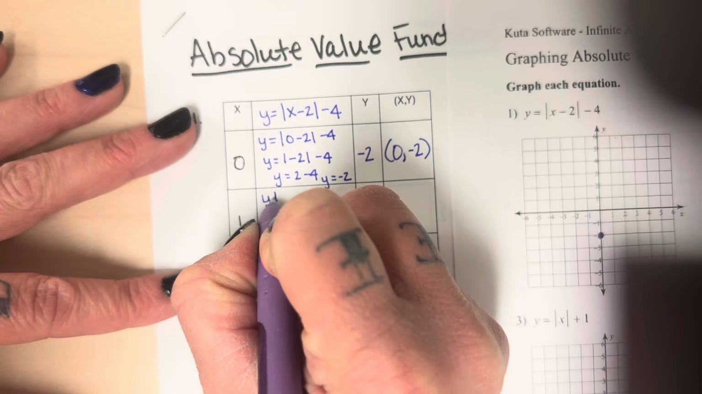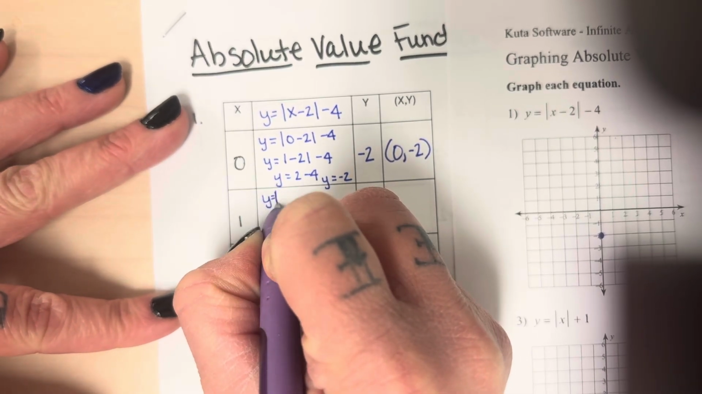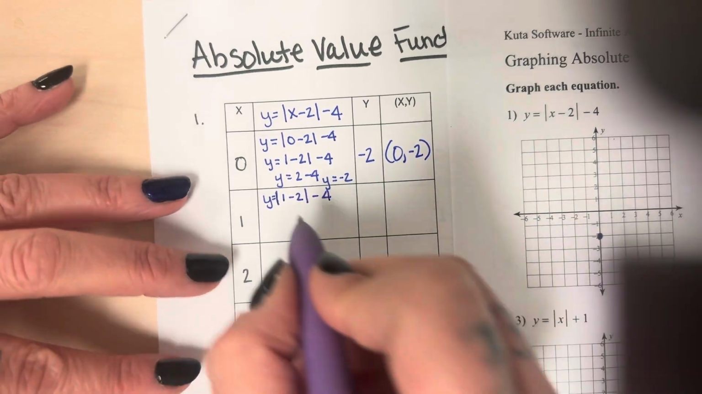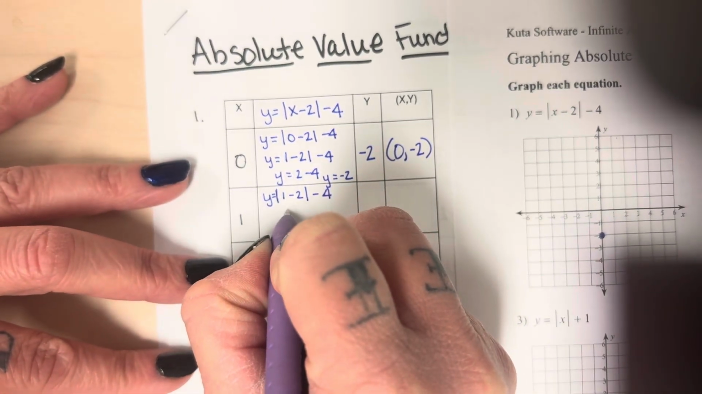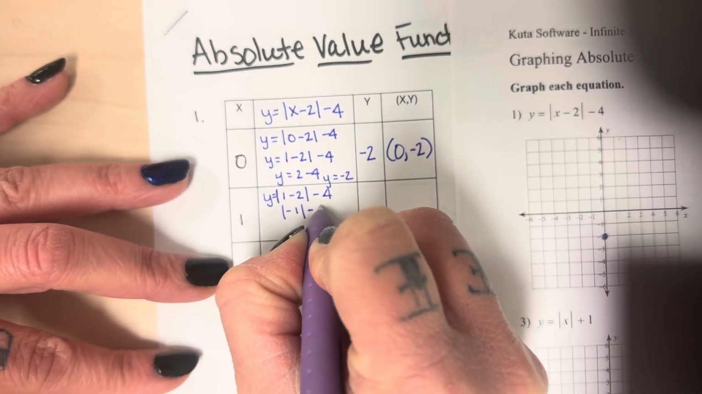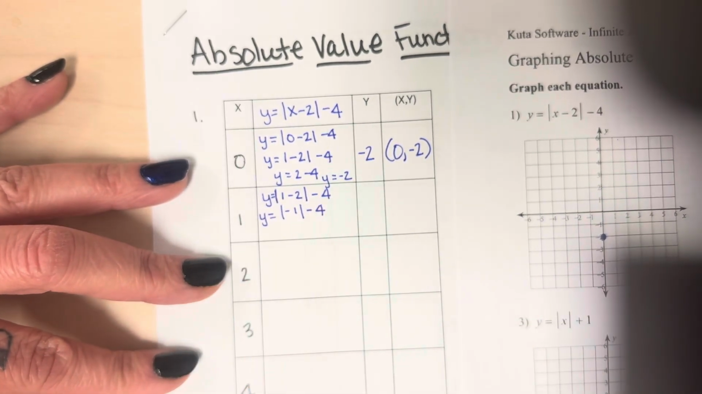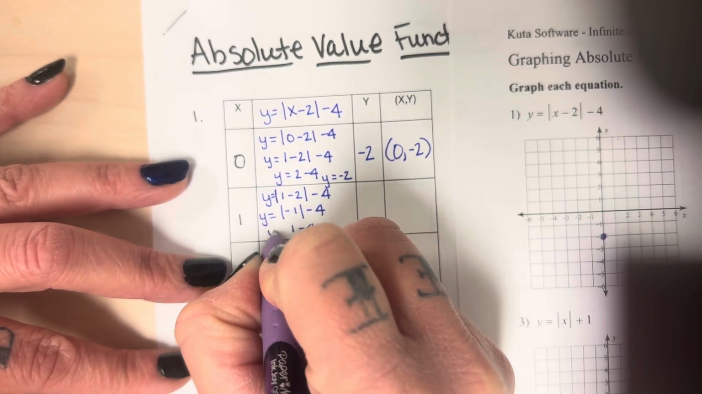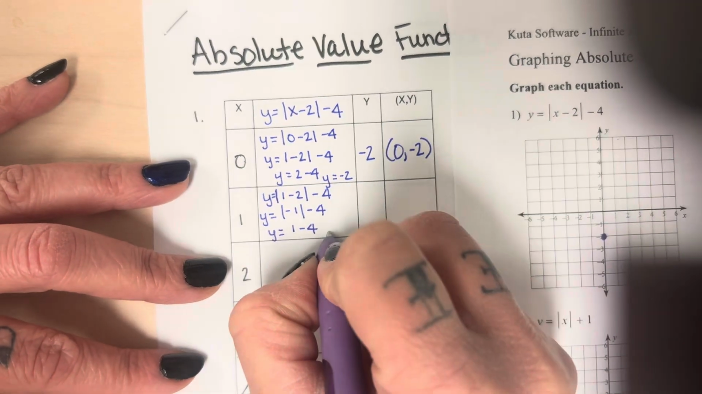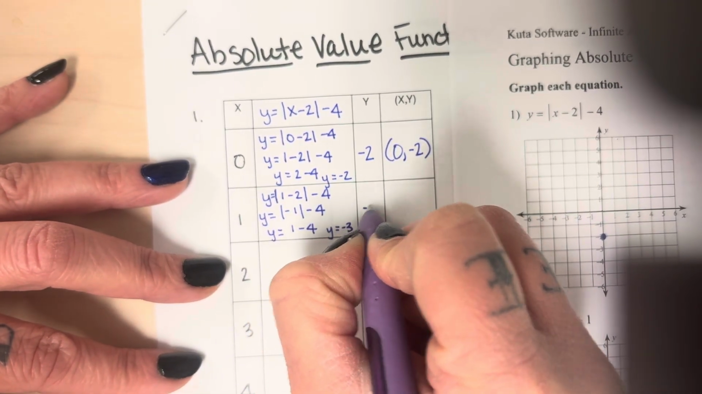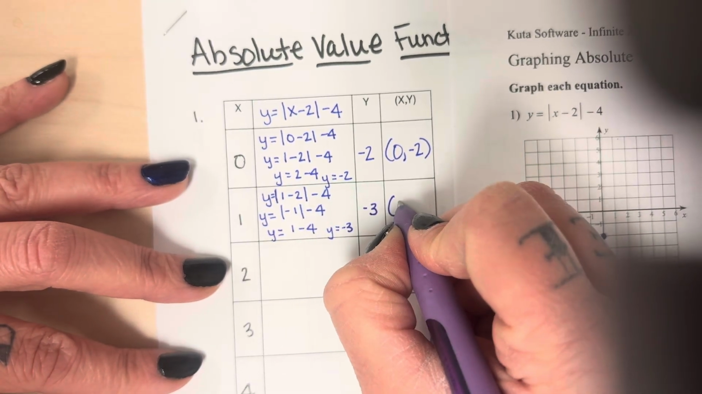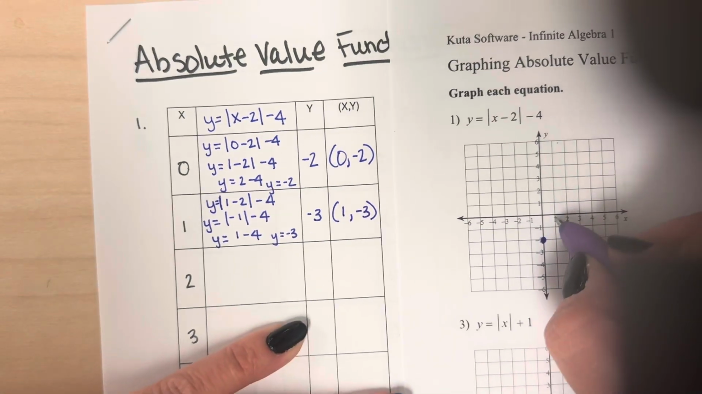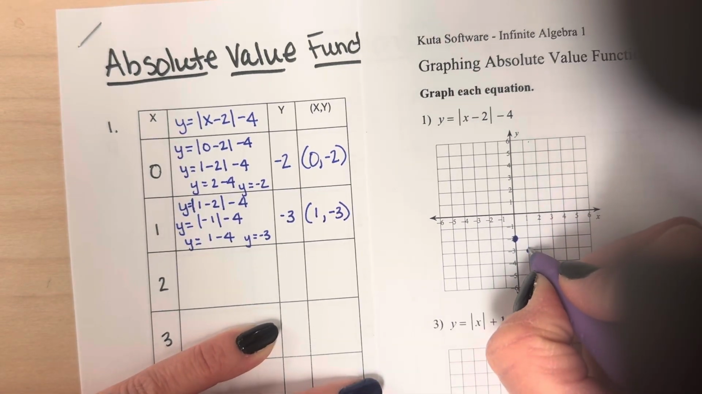If x is 1, y equals the absolute value of 1 minus 2, and then we have minus 4 on the end. 1 minus 2 is negative 1, so we have the absolute value of negative 1 minus 4. The absolute value of negative 1 is positive 1, so we have positive 1 minus 4, so y equals negative 3. So my next point is going to be when x is 1 and y is negative 3. So x is 1, y is negative 3.